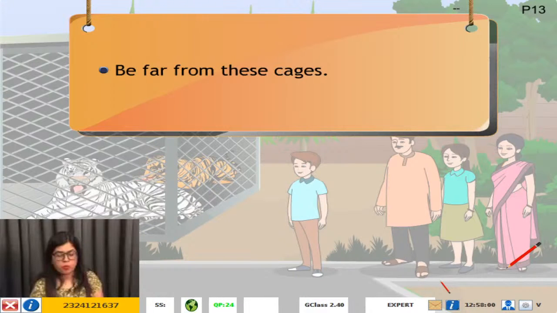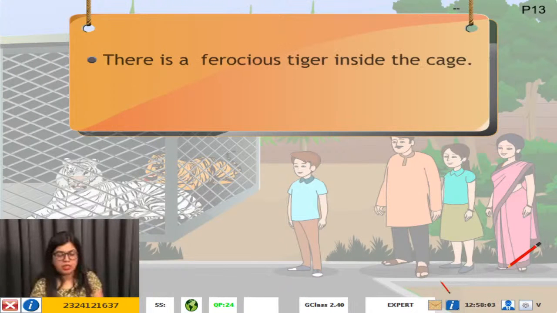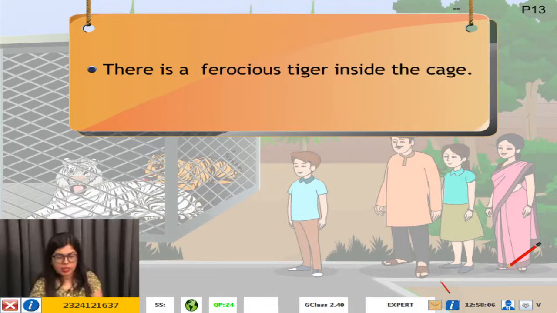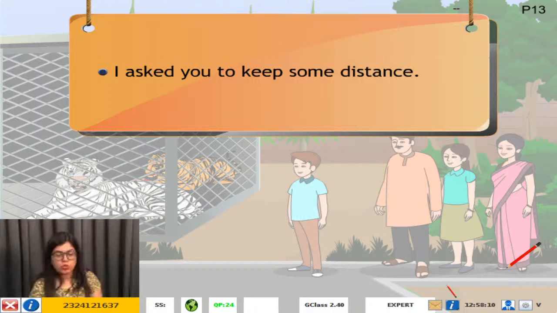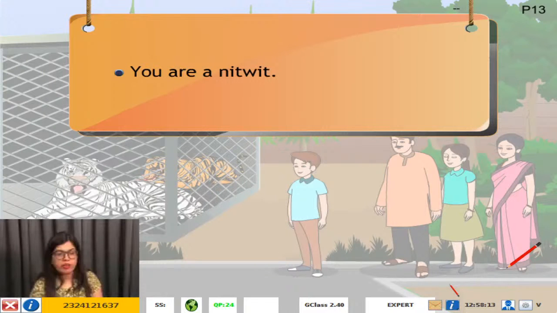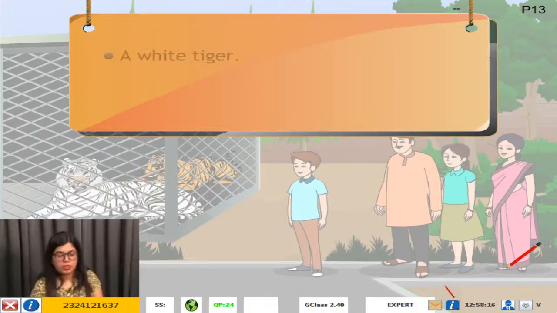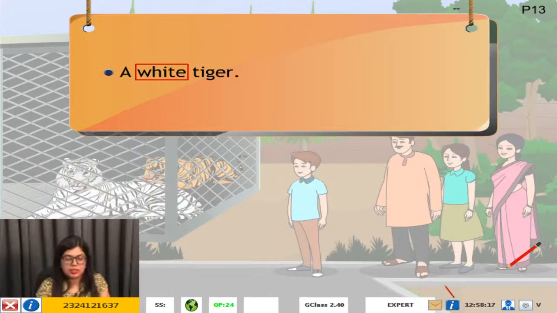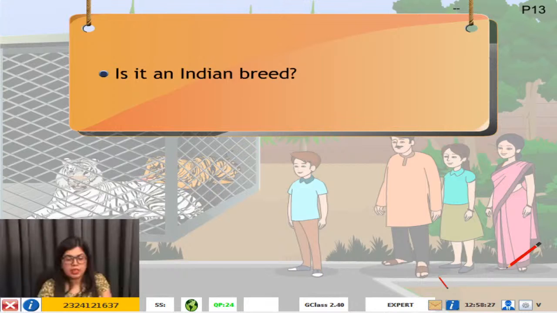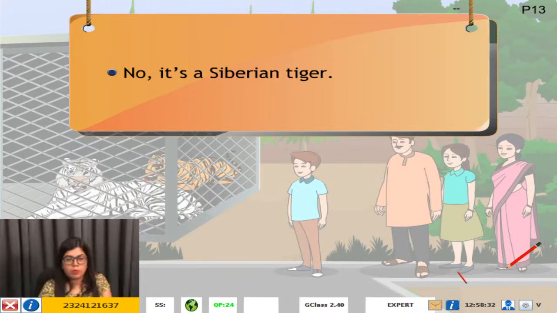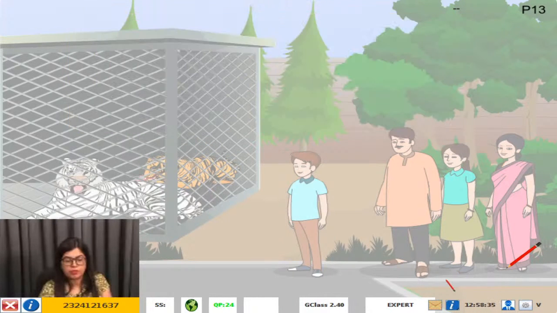So be far from these cages. Why, daddy? There is a ferocious tiger inside the cage. So here we have ferocious. I asked you to keep some distance. You are a nitwit. So here we have nitwit. A white tiger. Here we have white. Oh my God, look at its powerful paws. So here we have powerful. Is it an Indian breed? So here we have Indian. No, it's a Siberian tiger. Here we have Siberian.